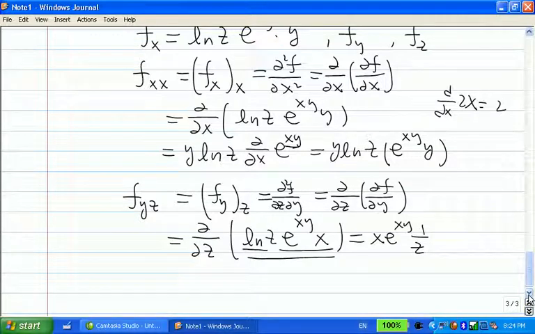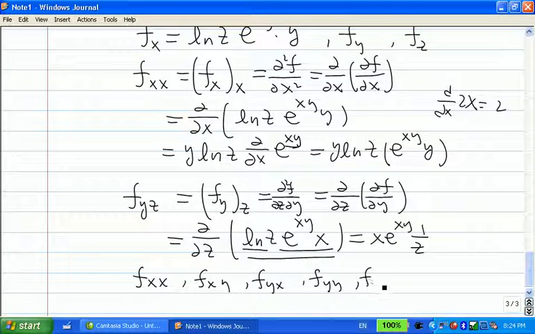And so how many second derivatives? We have fxx, fxy, fyx, fyy, fxz, fyz, and so on and so forth.